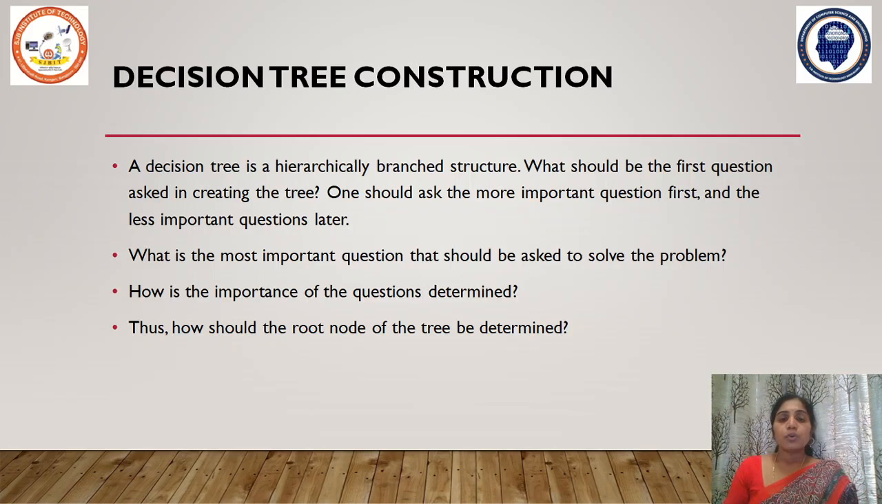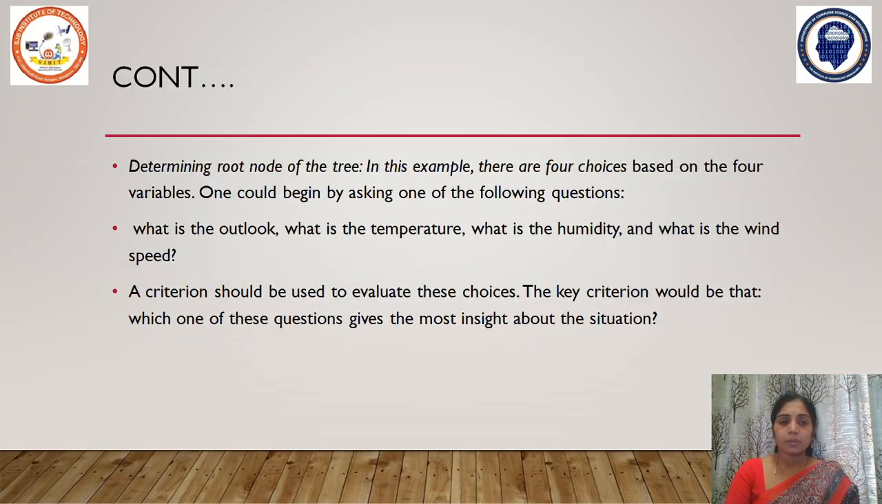For outlook sunny with no, how many no's are there? Here the rule is sunny with no. So you need to know how many no's there are for the outlook sunny. It is 2 out of 5, so 2 by 5 is the error. Like this you need to calculate. We will be doing this in the class. These are the total errors that we have got. For each of the attribute values, we need to find the error values.